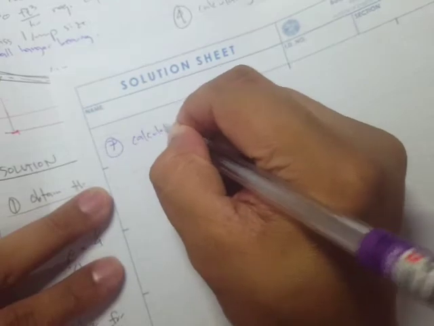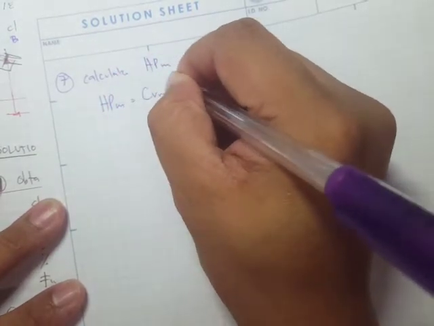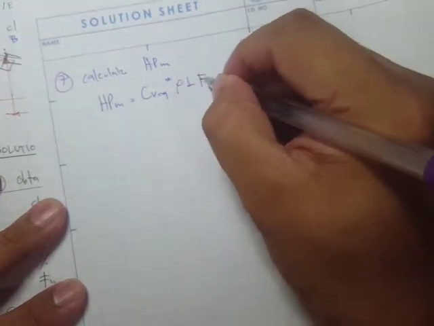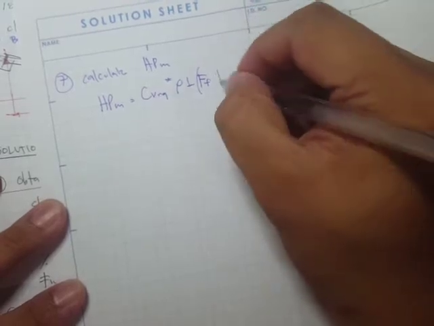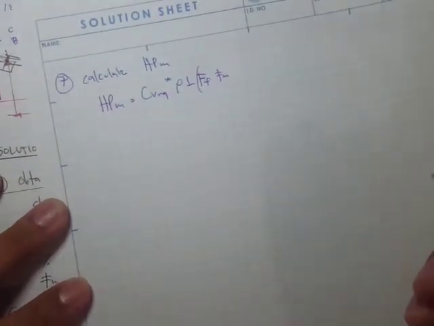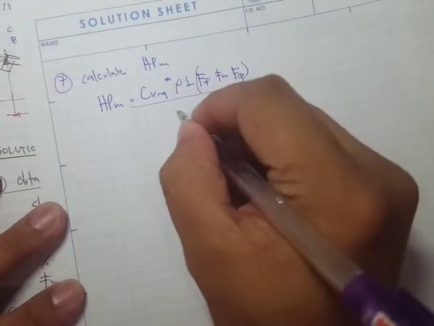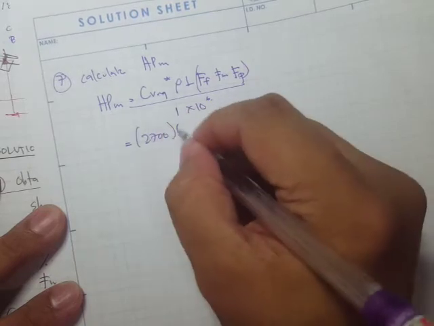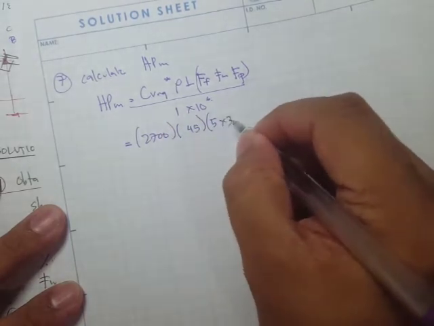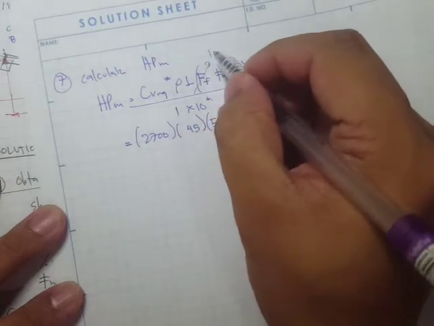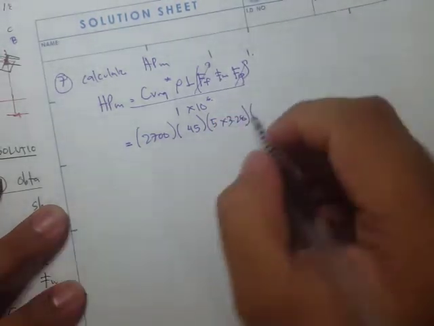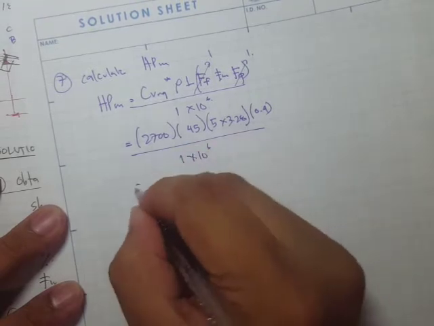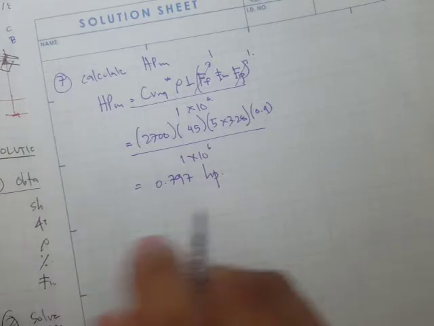Okay, so the next step is to calculate the material horsepower. So HPM is equal to CV required, of course the adjusted one, L times the factors: the flight factor, the material factor, the paddle factor, over 1 times 10 to the 6. So this is 2,700, times 4 to 5, times the length, 5 times 3.28, times 1.0, 1, and this material factor is 0.4, over 10 to the 6, and we get 0.797 horsepower.